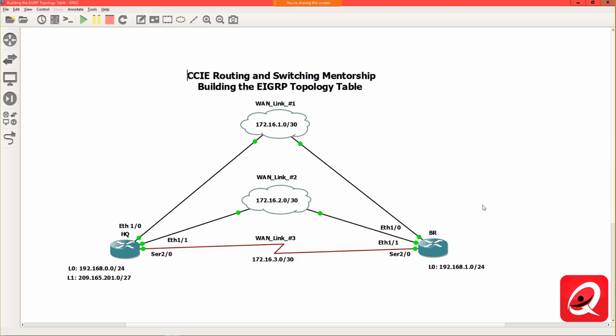Now you could certainly do it with policy-based routing or maybe static routes or something like that, but I want to manipulate metric values to make the serial link appear more preferred over that top WAN link, but only for the return traffic.